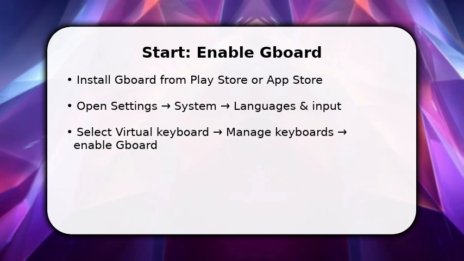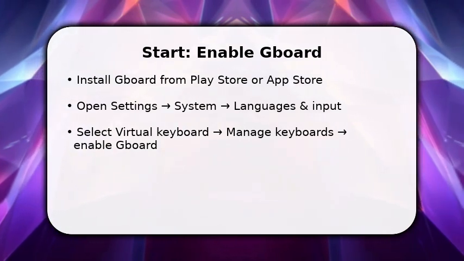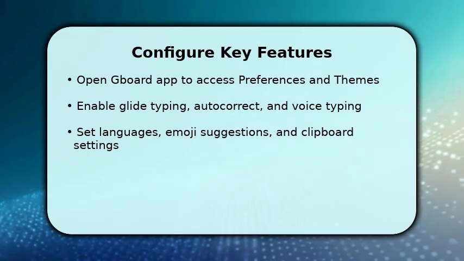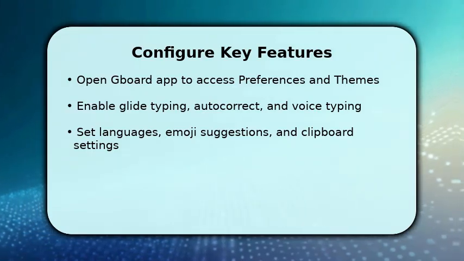Now configure Gboard so it fits how you type. Open the Gboard app and visit Preferences to enable glide typing and adjust keypress sound or vibration. Those affect speed and feel.